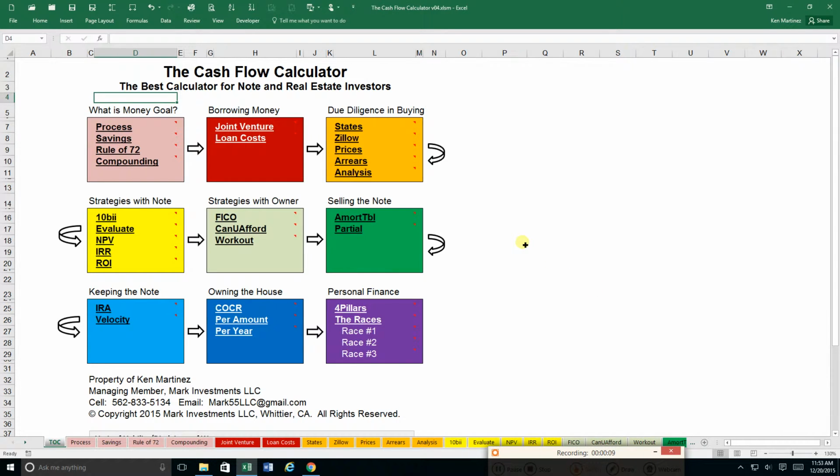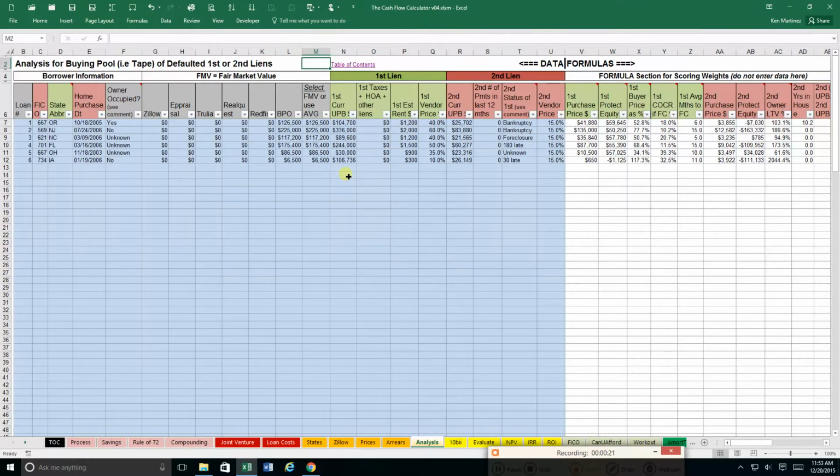This is a new video in the series of the cash flow calculator analysis. This is brand new, and it's a tab to help you analyze a defaulted list of firsts or seconds of a pool. So let's get right to it. Like all the other tabs on the cash flow calculator, all the blue cells are input and everything else will be text and comments. There's quite a lot on here.